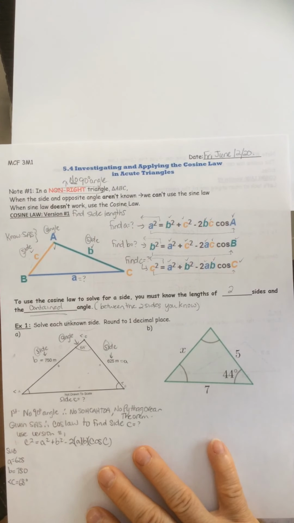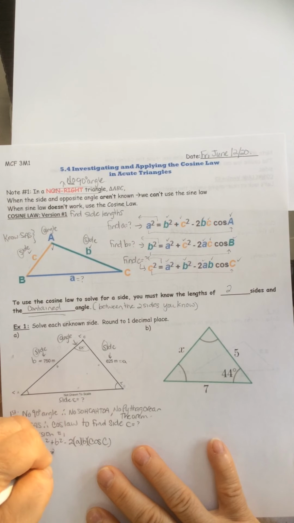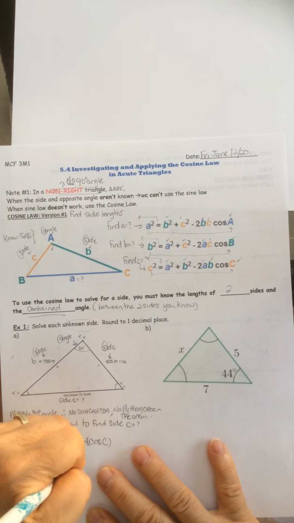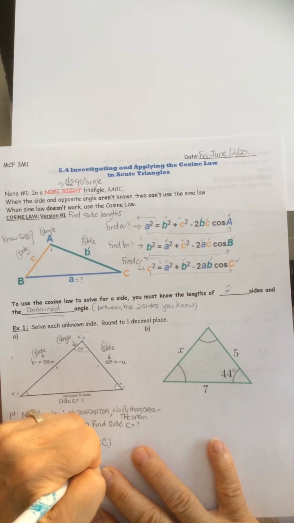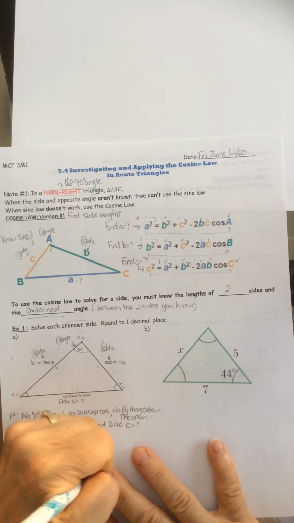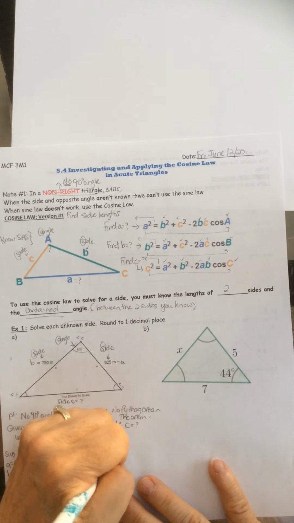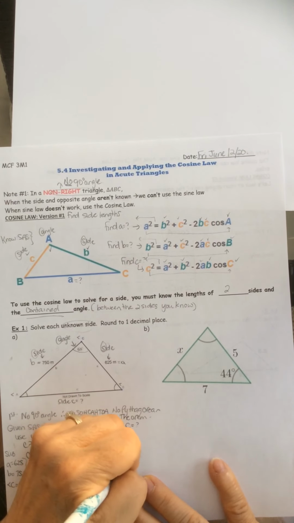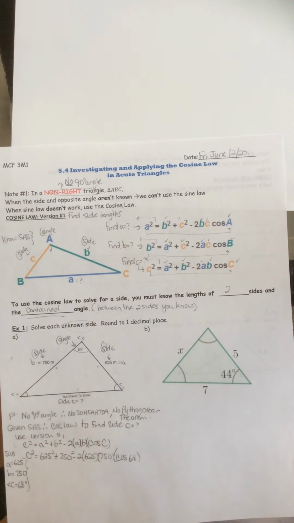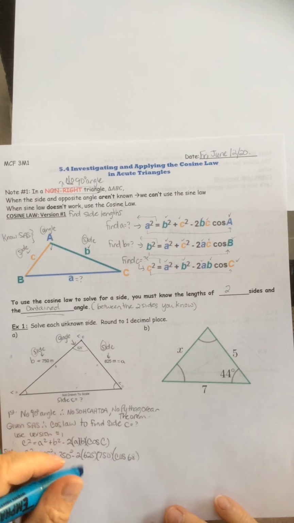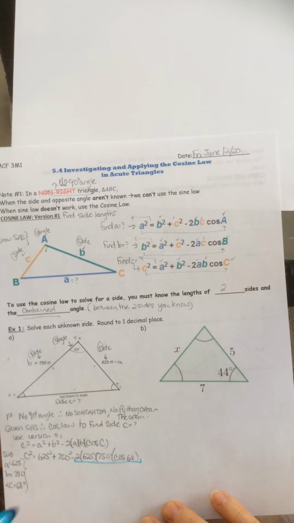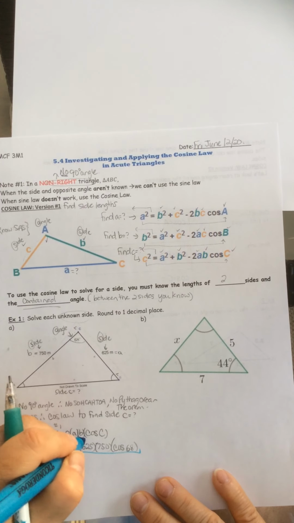Okay, so when I do C squared is equal to 625 squared plus 750 squared minus 2 times 625 times 750 times the cos of C, which is the cos of 68. Okay, I need to do all of these together. Why? Because they're all being multiplied.